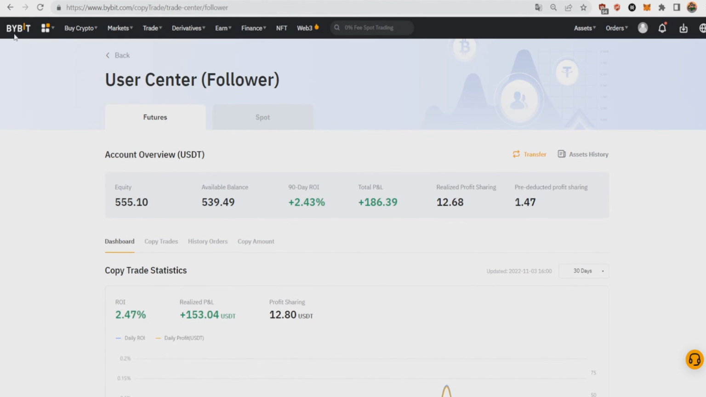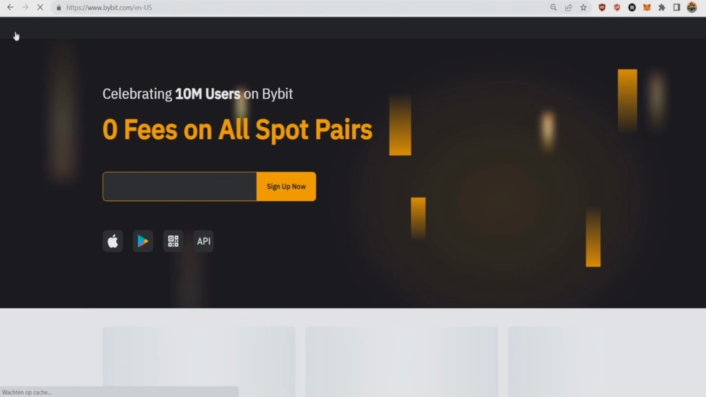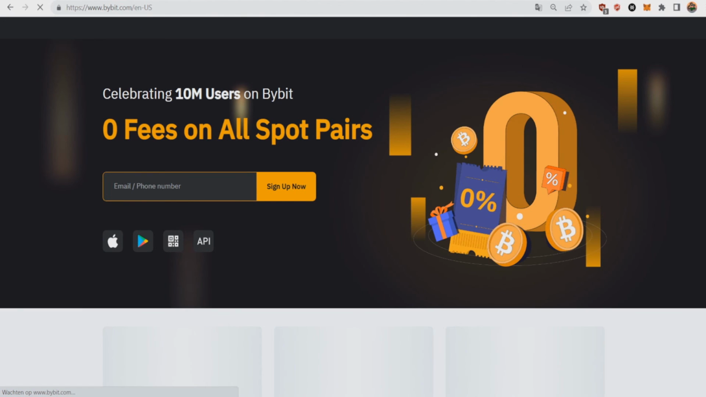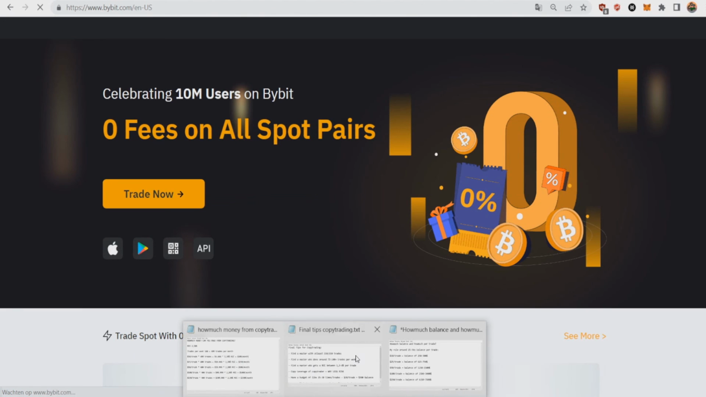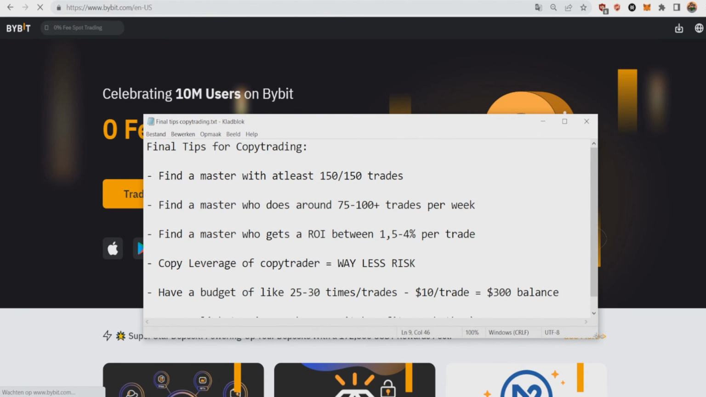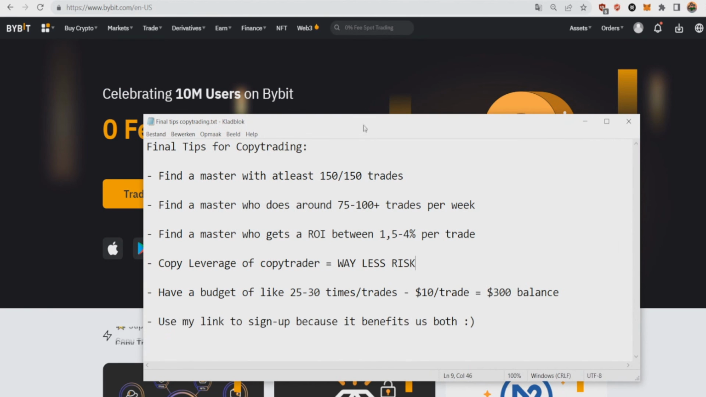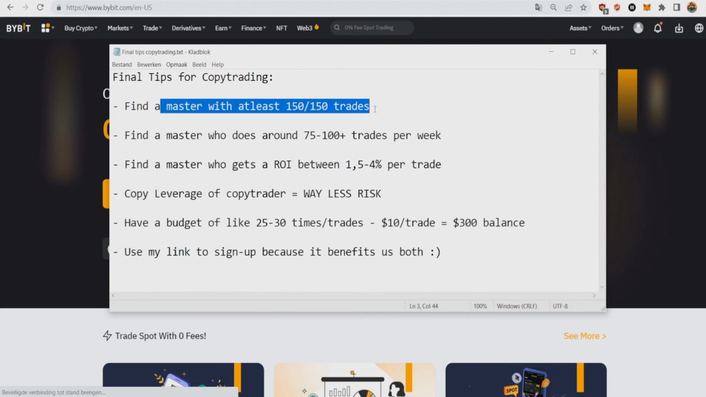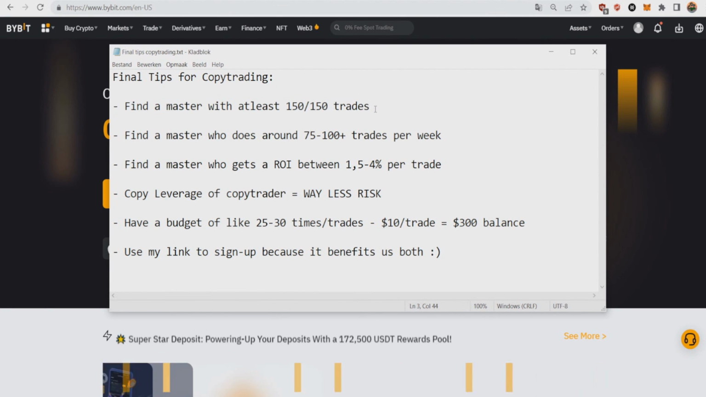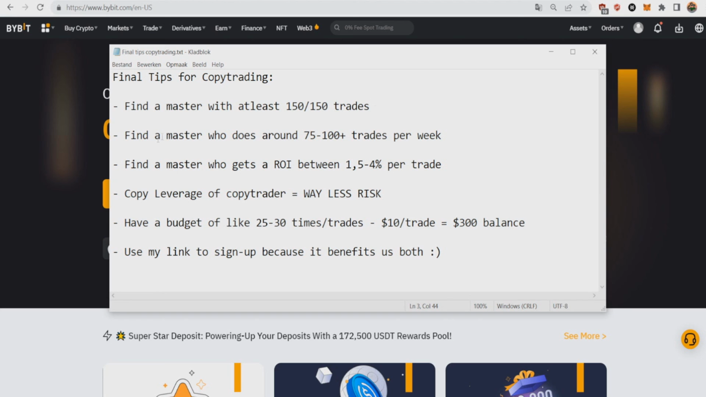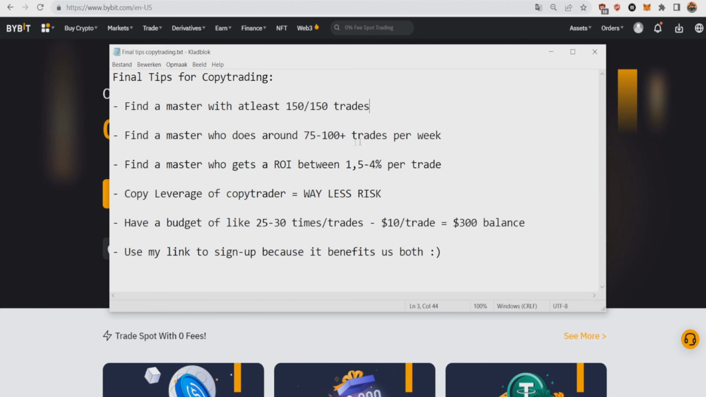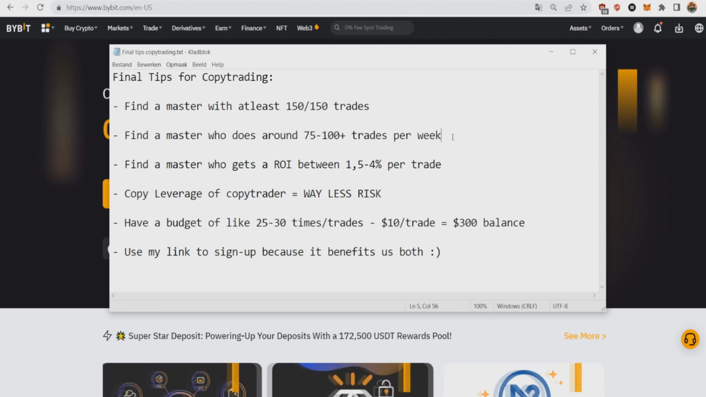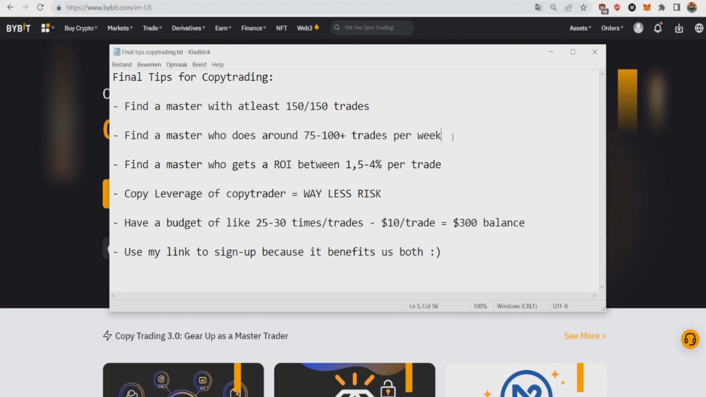So basically, these were all the things about copy trading. Now my final tips for you guys. So these are really important tips. So basically, if I make this bigger, my final tips for copy trading is find a master with at least 150 out of 100 trades won. Find a master who does around 75 to 100 trades a week. Really important. You saw the more trades, the bigger the reward from your return of investment.